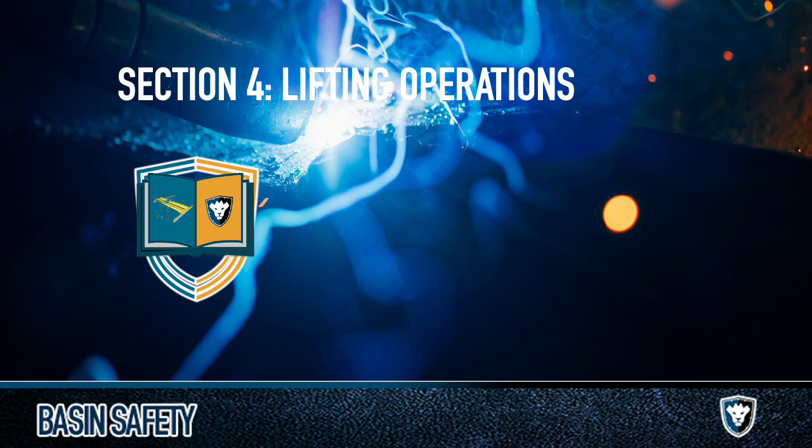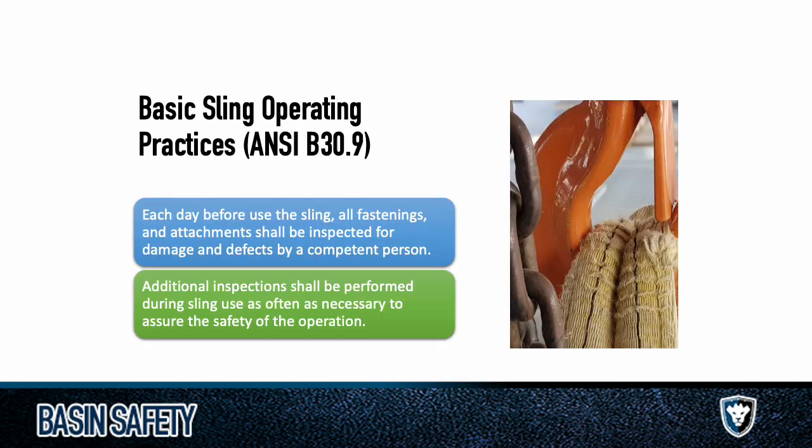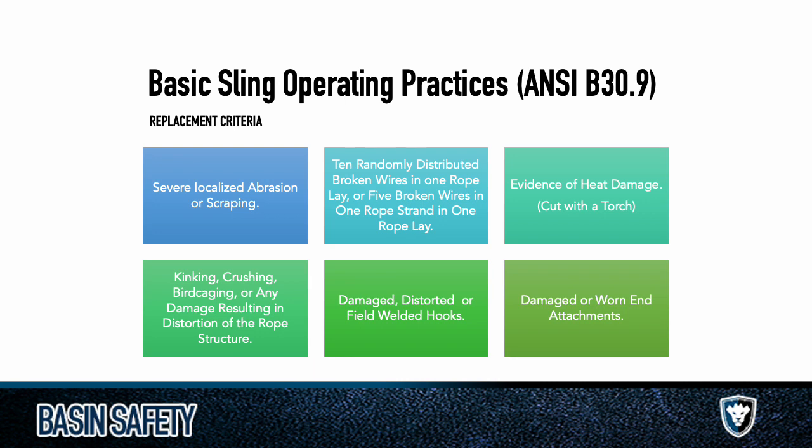So lifting operations, when we go to lift, so we've inspected everything, we're making sure it's not slipping, now we're going to lift. So the basic operations, this is covered by ANSI as well, B30.9. Each day before use, everything needs to be inspected. And during operations as well, we just need to keep an eye on everything, make sure it's working. So the replacement criteria are pretty clear in ANSI B30.9.